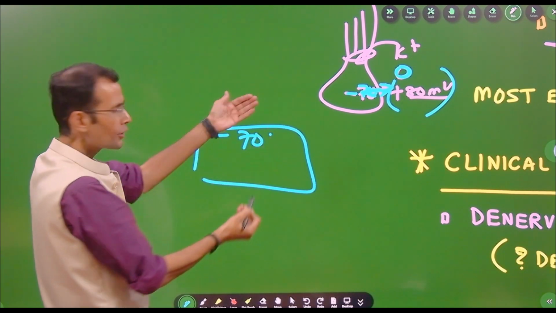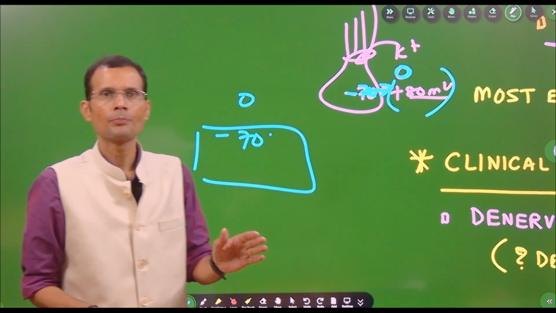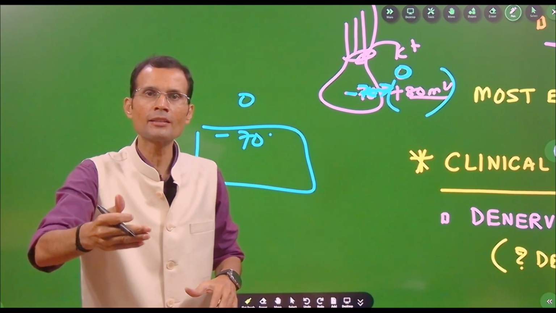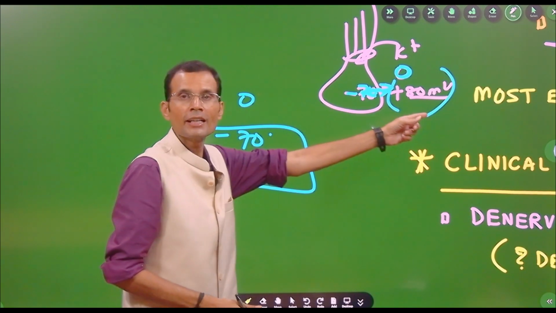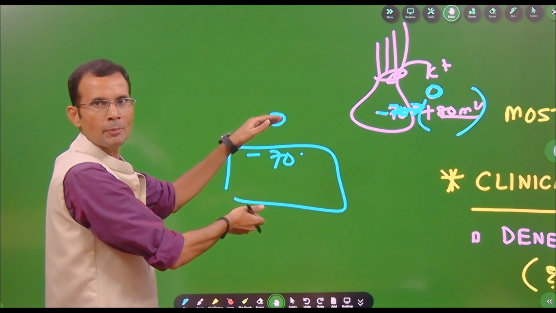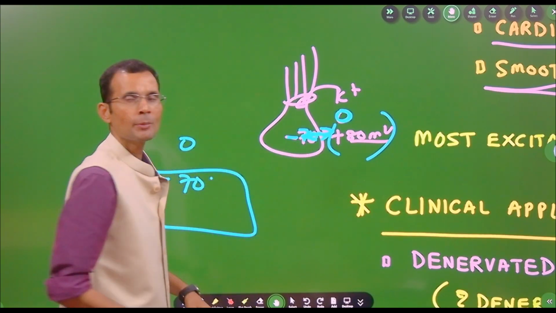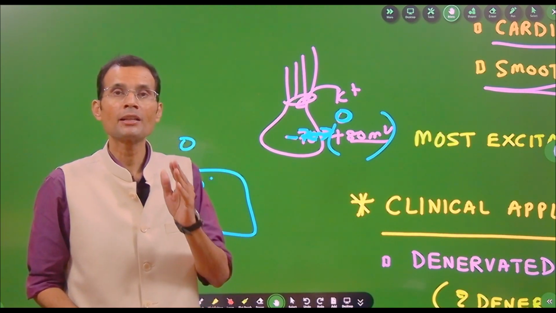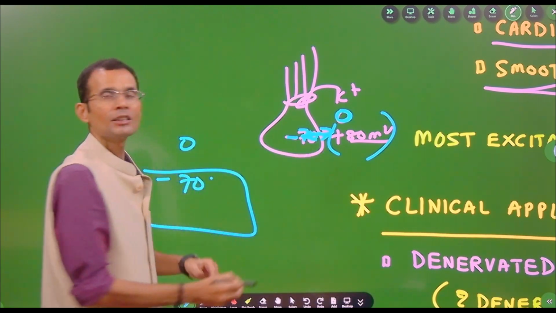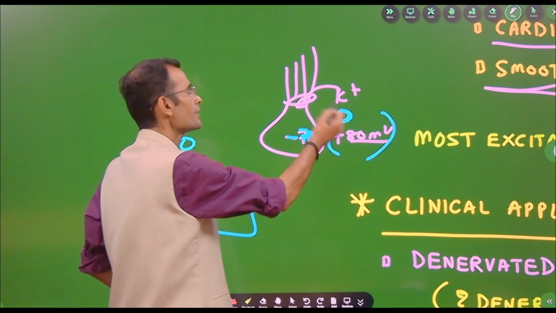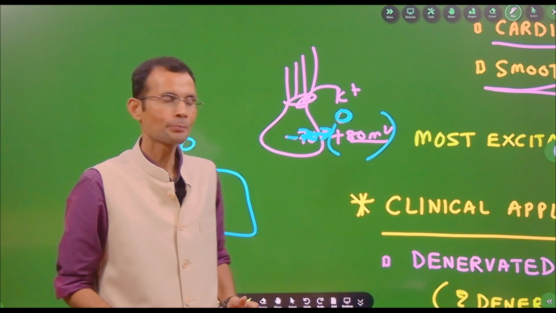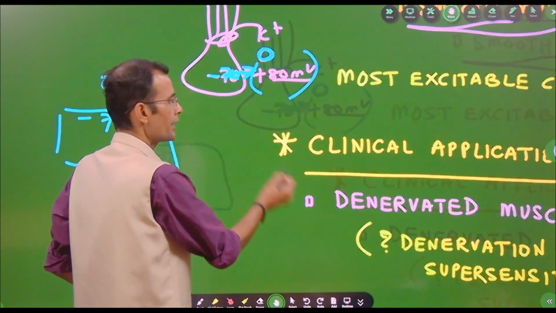minus 70 on the inside and 0 on the outside. Like any other cell in the body, for any other cell, the outside is taken 0 and inside is minus. Here it's very unique and special. So you can see here 70 millivolts difference across the membrane for the nerve, and for the hair cell 150 millivolts. Highest transmembrane electrical gradient, and this therefore favors the movement of cations. Therefore cations can enter easily or rapidly, and the cell excites very rapidly. Alright, that's the most excitable cell.